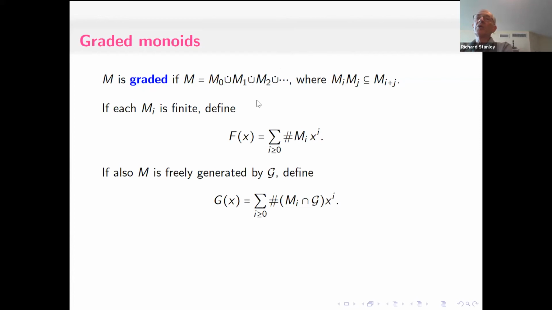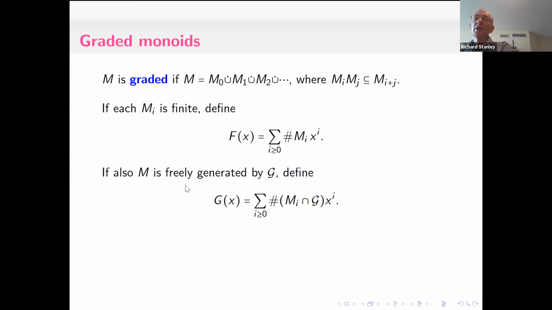So we're going to be interested in a certain situation where we want the number of words of length n, or in other words, the cardinality of M sub i. So if each of these M sub i's is finite, let's look at the generating function. It's like a Hilbert function, which tells how fast the monoid grows. The coefficient of x to the i will be the number of words of length i.